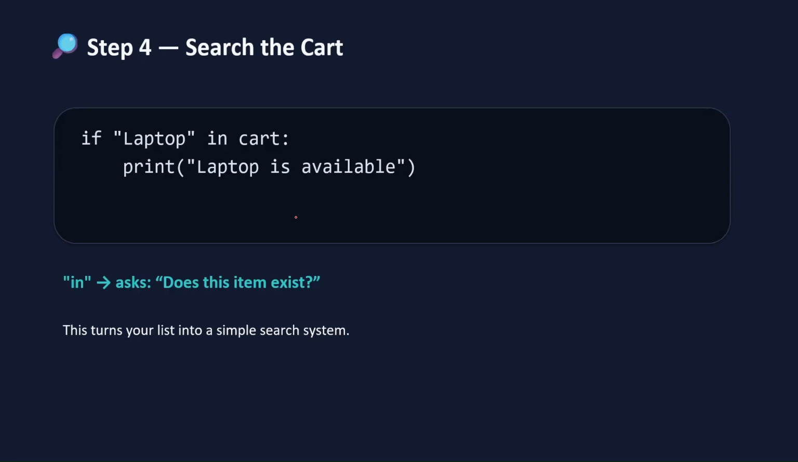Fine. Next, we need to search the cart. So we need to see whether laptop is there in the cart. For that we use the in method. The in method is used to search whether the laptop is there in the list. So if laptop in cart, print laptop is available. So in is used to identify whether a particular item exists or not.